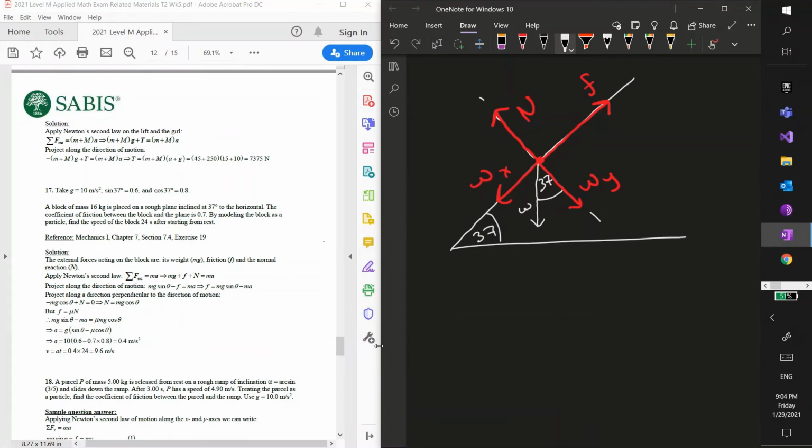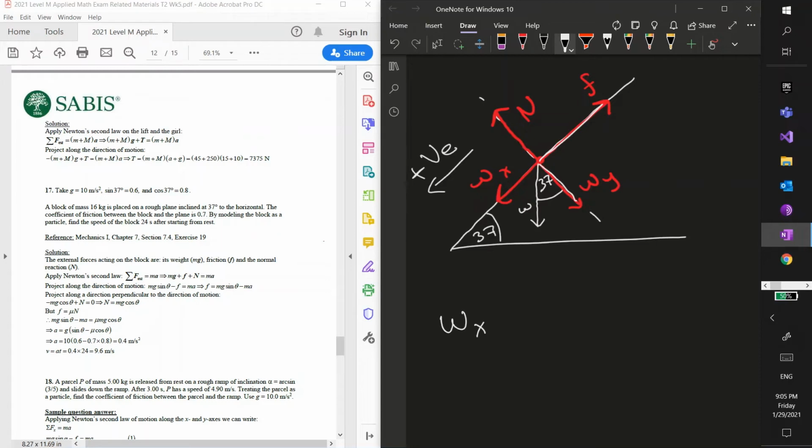Okay, on question 17, you have a block of 16 kilograms placed on that inclination, and you have a coefficient of friction of 0.7, and they want you to find the speed, which is the velocity after 24 seconds. So velocity is equal to acceleration times time. Time is given, we need to find the acceleration. So this is how it looks. You have your normal force, and then you have your weight on the y-axis. You have your friction, which is opposing motion, because your direction of motion is downwards. And you just need to find the acceleration.